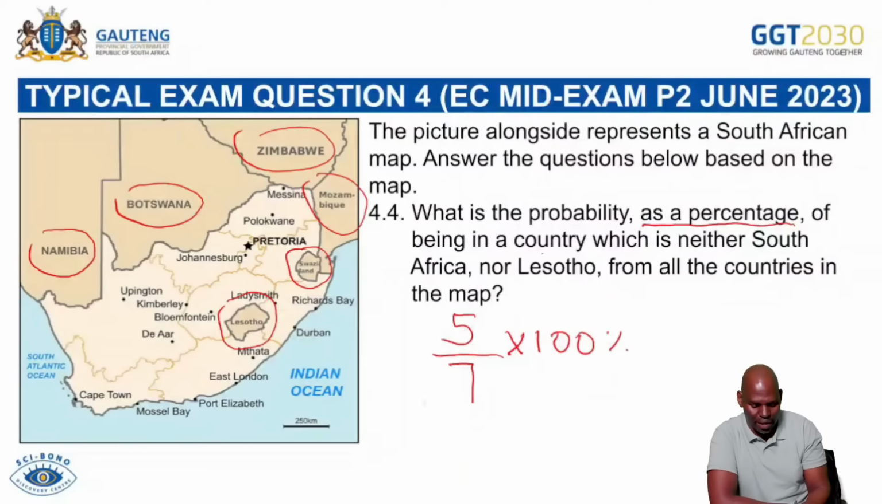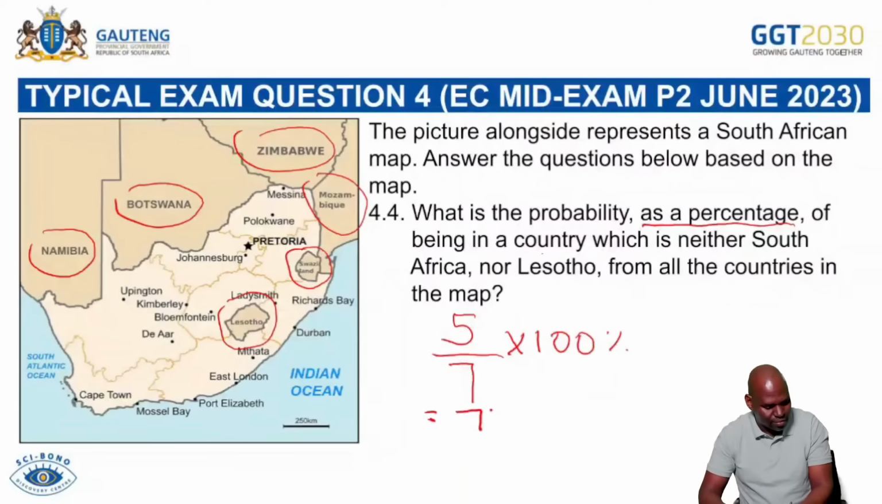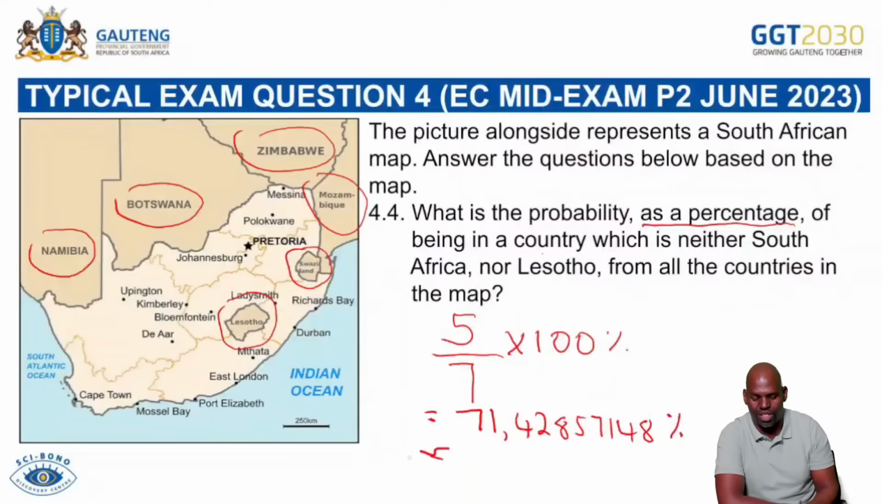We multiply by 100%. Then we say 5 divided by 7, multiply by 100. Then I'm getting 71,428,57148. And this is in the form of a percentage. If you look at this question, the examiner doesn't specify the rounding. 71,428. So if you round it off, it's up to, if you round it off to 1 decimal place.